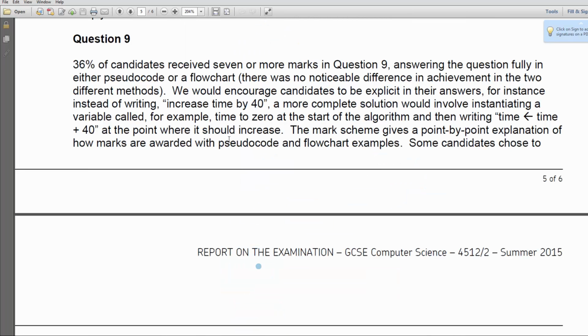Just look at the examiner report, which is always useful for things like this. Some things they've said, they encourage people to be more explicit. So with pseudocode, you can be quite relaxed, but not too relaxed. Don't say "increase time by 40", because it's not very programming-like. It's better just to say what we did, except they're using their little arrows for the assignment.